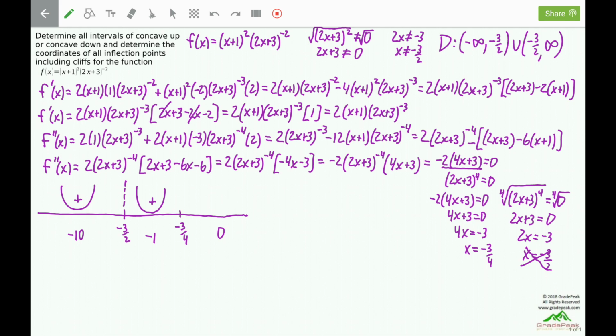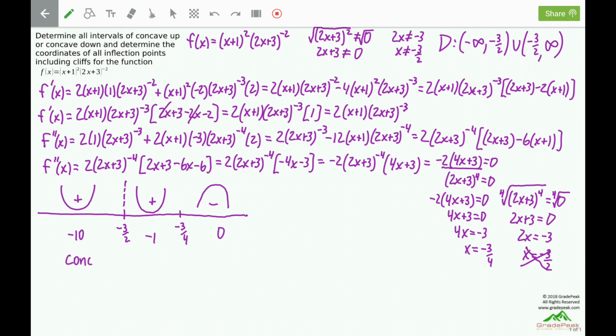Plugging in the test value of 0 into the portion of the second derivative that matters, 4 times 0 is 0, plus 3 is a positive number, times a -2. Negative times positive is negative. We have a negative second derivative. That corresponds to concave down.